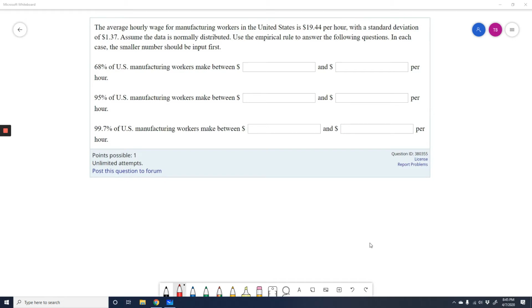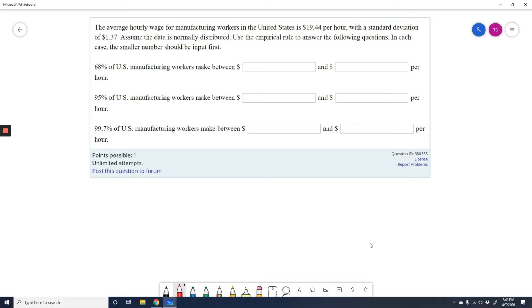The average hourly wage for manufacturing workers in the United States is $19.44 per hour, with a standard deviation of $1.37. Assume the data is normally distributed. Use the empirical rule to answer the following questions. In each case, the smaller number should be input first.